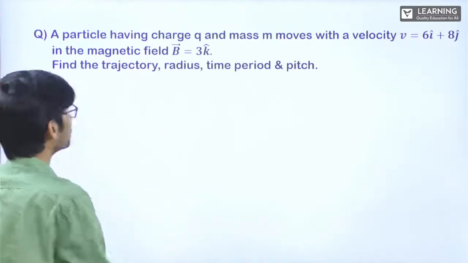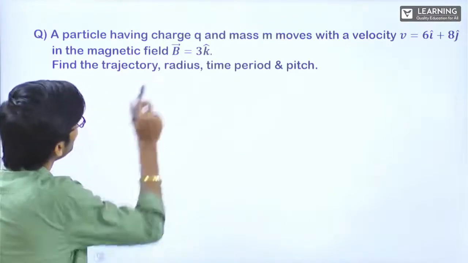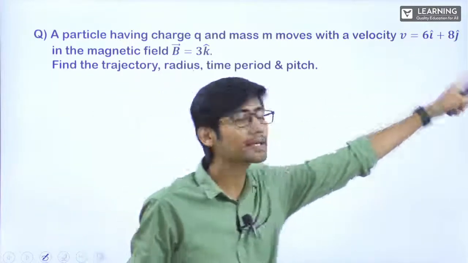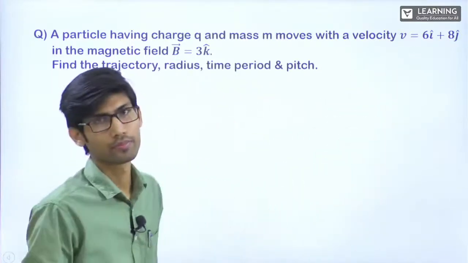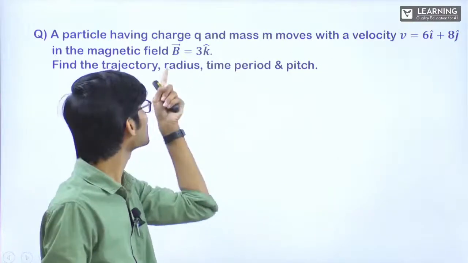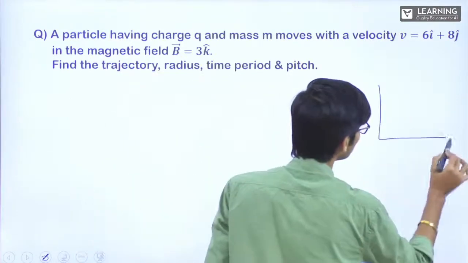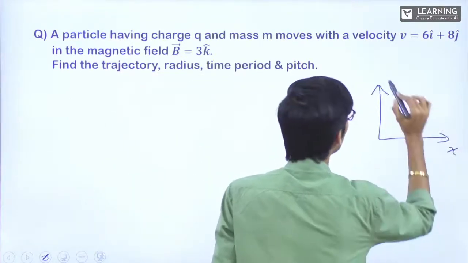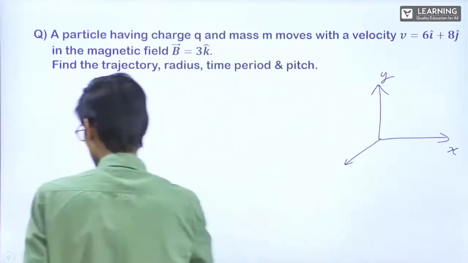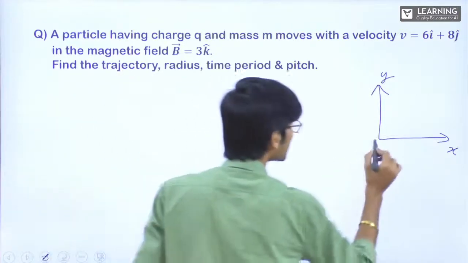Let's do. So they are telling that B is 3 k cap, and velocity is 6 i cap plus 8 j cap. So all the three directions, x, y and z, have been used. The magnetic field is in the z direction. So I'll take this as x, this as y and this as z. Instead of showing it like this, I can show z as this also.